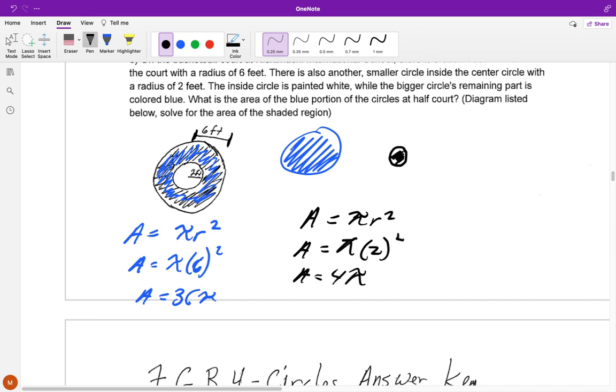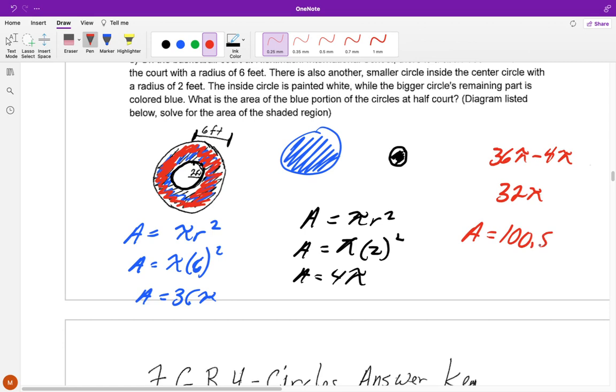Now, that's what's not part of the shape, so we need to remove it. And to remove something, we can represent that mathematically through subtraction. So 36 pi minus 4 pi is equal to 32 pi. So that is the area of that shaded region outside, because we found the entire circle and we removed the piece that we don't want from it. And if we then wanted to put that as a decimal, 32 pi is equal to 100.5. So the area of that shaded region is 100.5 feet squared.